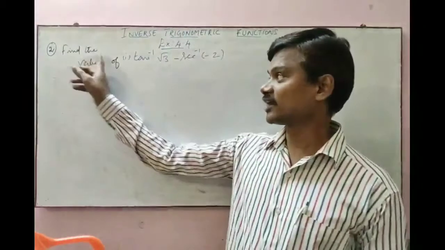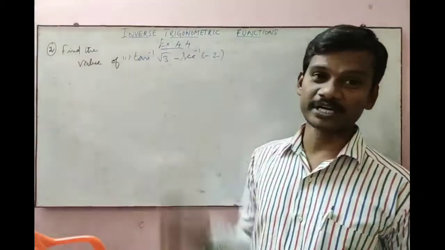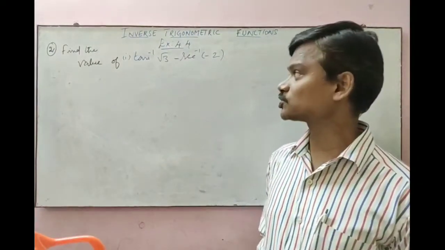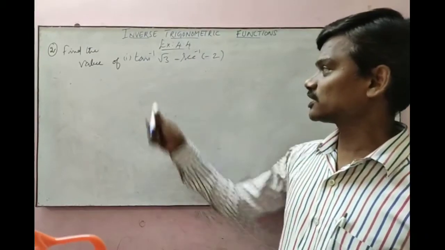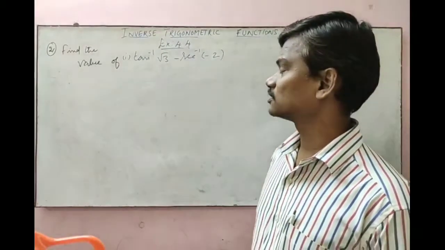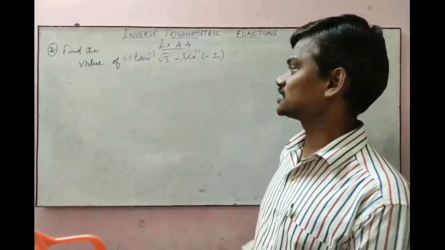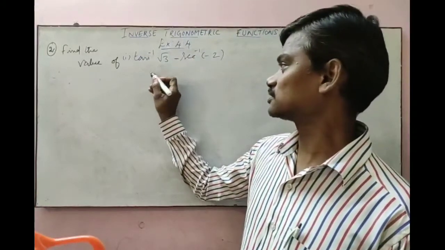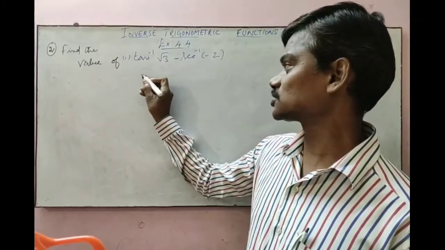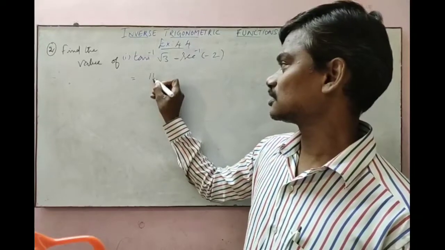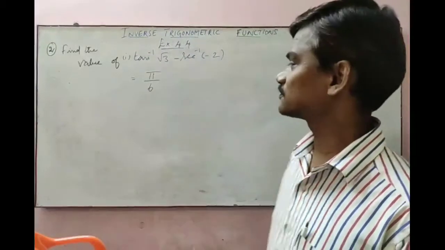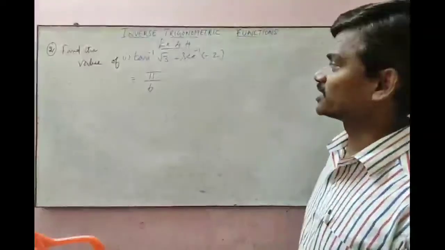The second sum, find the value of tan inverse of root 3 minus secant inverse of minus 2. So first value, tan inverse of root 3. For tan, which degree is root 3? Tan 60 degree is root 3. So you can write this as radian pi by 3. Here secant inverse of minus 2.